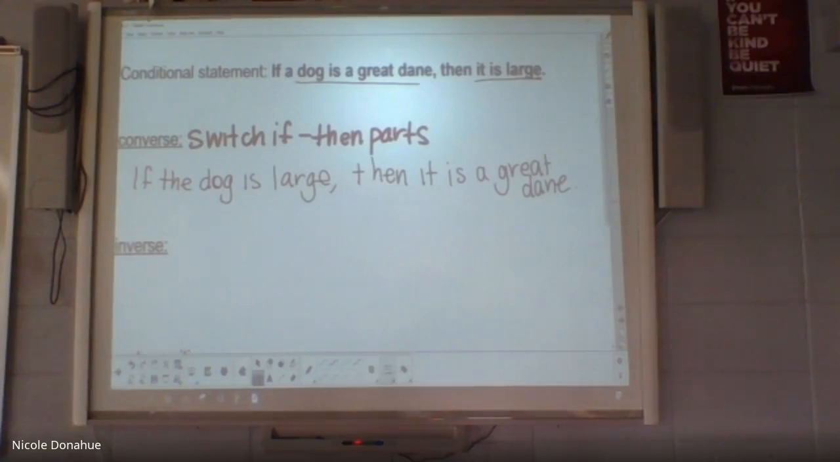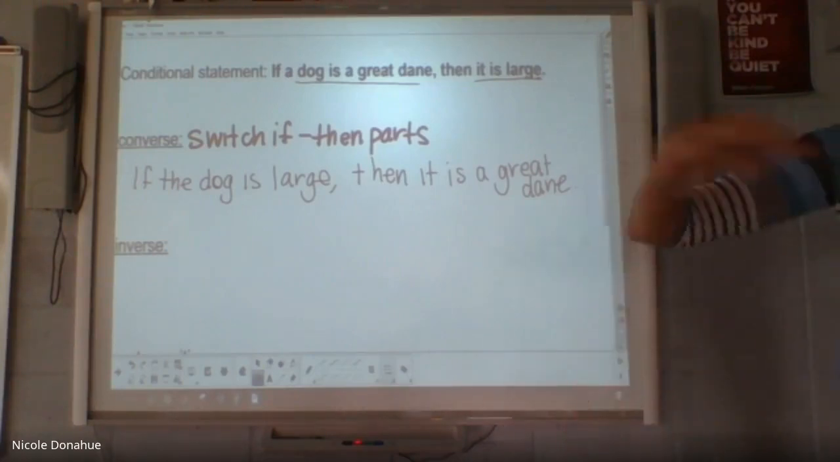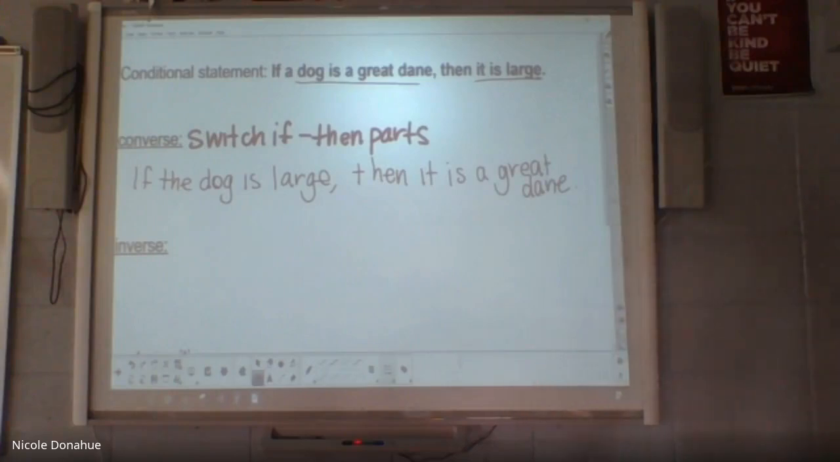Yeah, Irish wolfhounds are those super tall, kind of scraggly looking dogs. There's actually one that lives in Random Lake that I see walking all the time, and they look almost like a small horse. So if the dog is large, then it's a Great Dane. That may not be true. Like I said, I saw a Great Pyrenees, those big white fluffy dogs, and he was large, but he was not a Great Dane. So the statement might not be true.